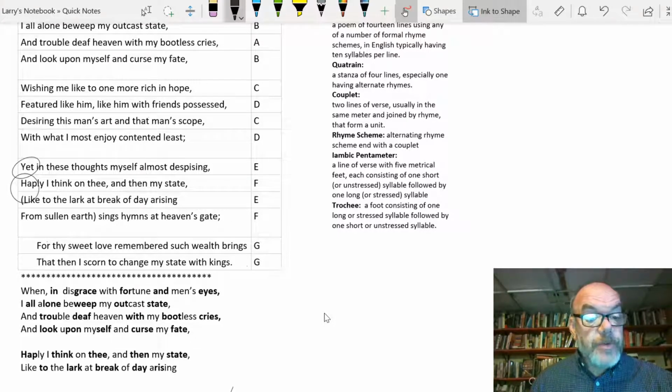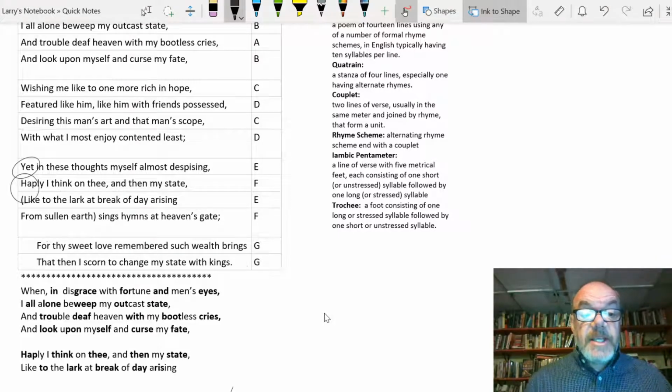When in disgrace with fortune and men's eyes, I alone beweep my outcast state, and trouble deaf heaven with my bootless cries, and look upon myself and curse my fate. There's the typical iambic pentameter, unstressed, followed by a stress. Shall I compare thee to a summer's day? So unstressed, followed by a stressed syllable.